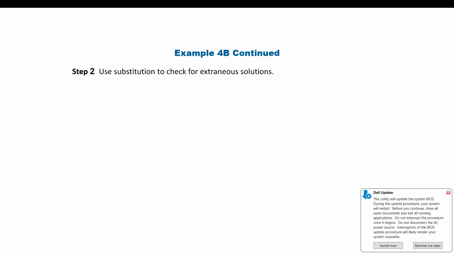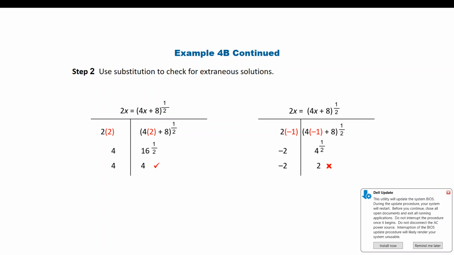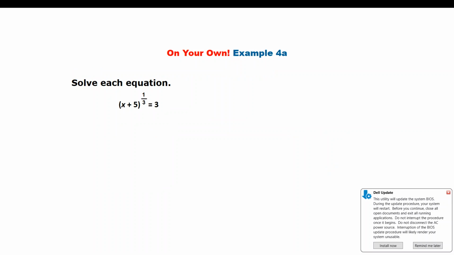All right, and on this one, since we had to square everything, we might have some extraneous solutions. So let's use our substitution to check. When we substitute with 2, we get 4 equals 4, so that's good. When we substitute our -1, we get -2 is equal to 2, and that is not correct. So the only solution is going to be x equals 2. Okay, go back and try this one on your own. Turn your video off and give it a try.